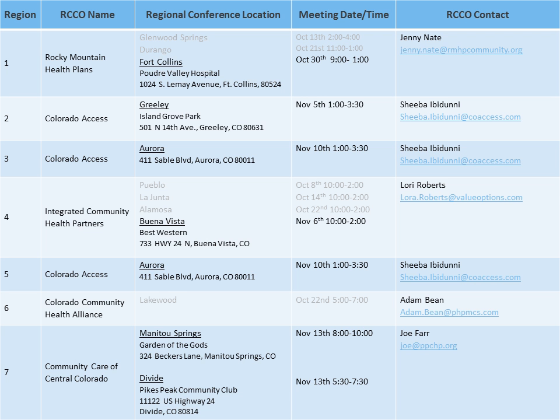And the ones that are grayed out, those are dates that have already occurred, but there are several more that are coming up. You see Region 1, Rocky Mountain, has one coming up in just a couple of days on October 30th, and Region 2 has one in Greeley on November 5th. So if this interests you at all, we encourage you to contact your RICO and please join these conferences. They're very informative and a great way to build partnerships throughout the state.